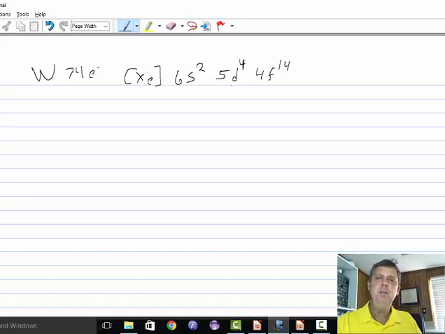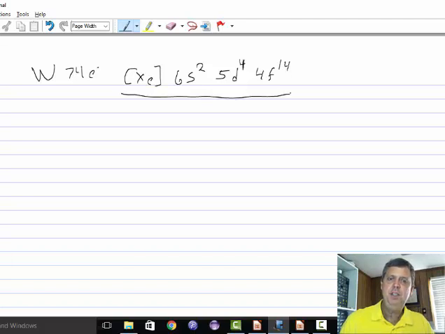Now, a couple things here. The first is be careful about counting up electrons. I'd always double check at the end. Xenon has 54 electrons. I've added 2, 4, 6. I've added 20 electrons to give me a total of 74 electrons by my configuration here. I've added up all these to get 74 electrons. I look at tungsten again. It should have 74 electrons. That's a very good way to double check.